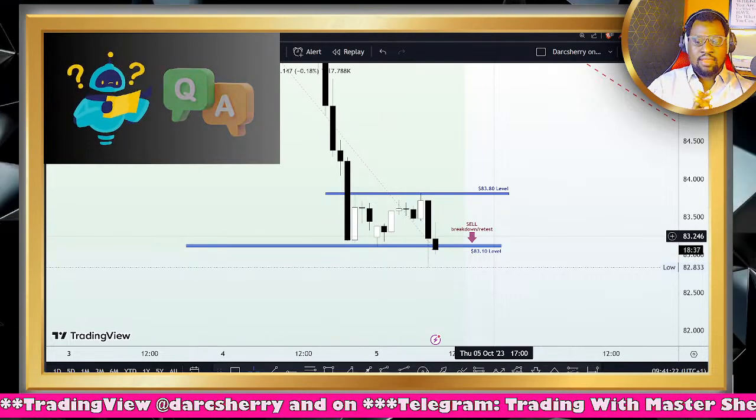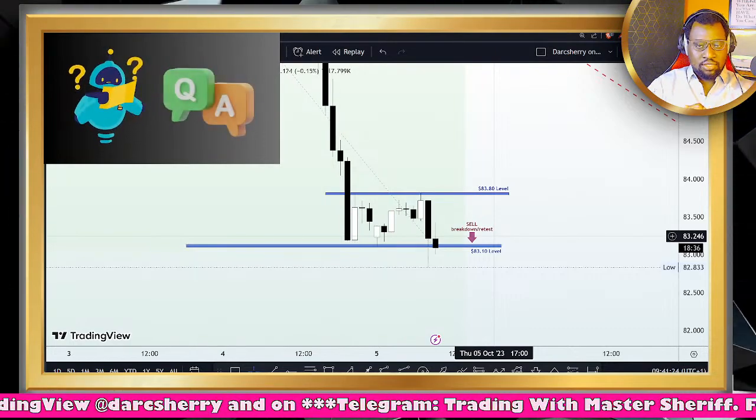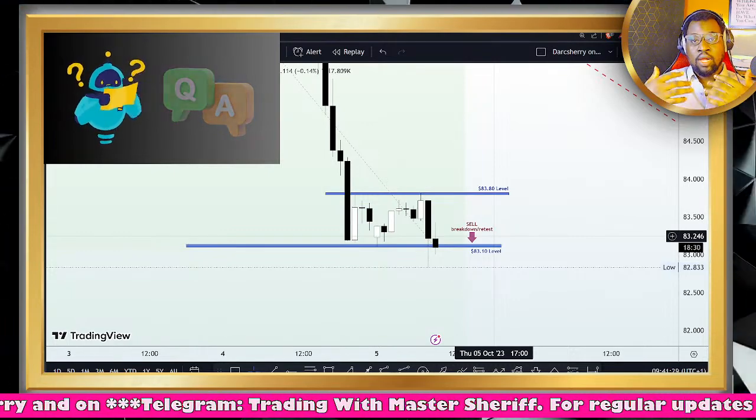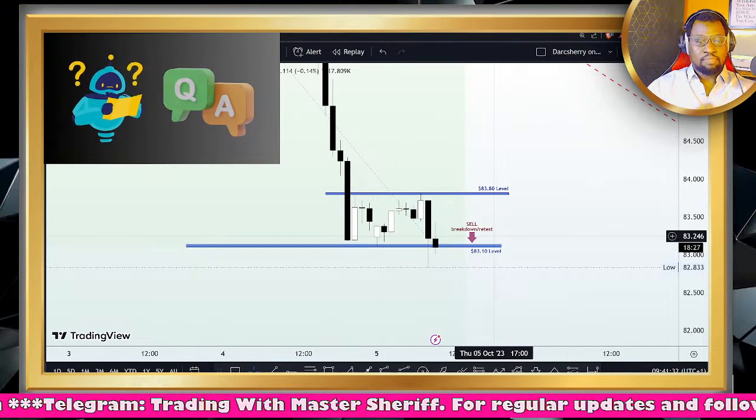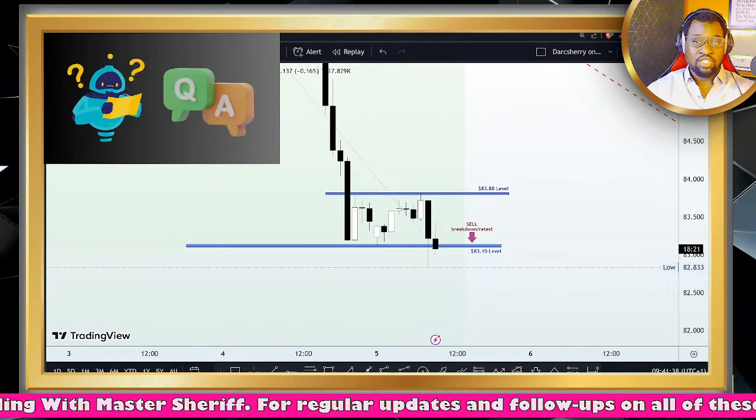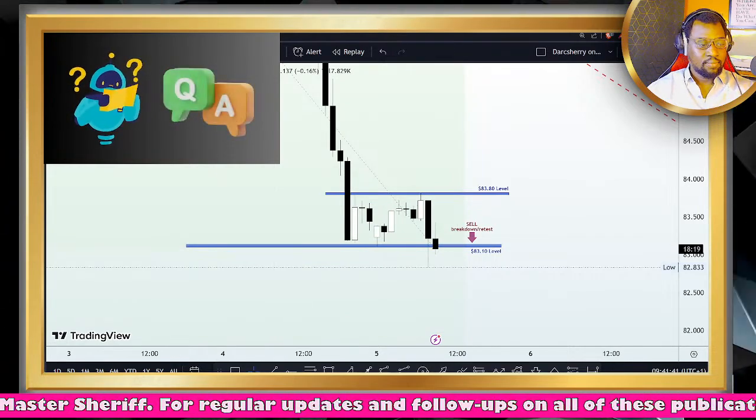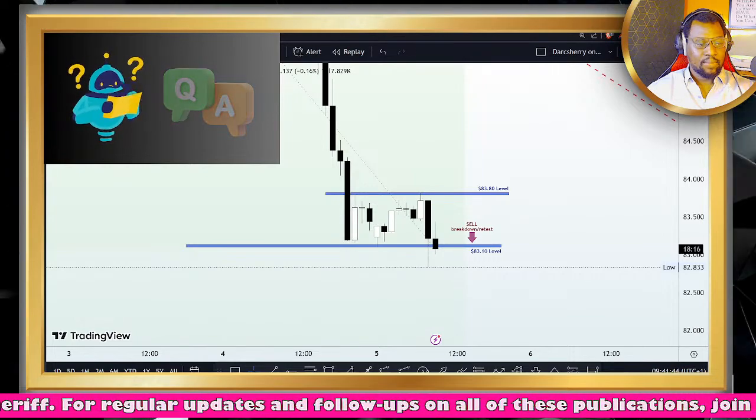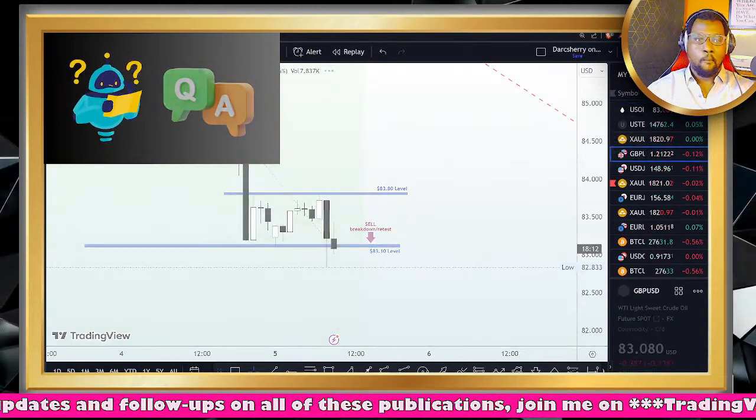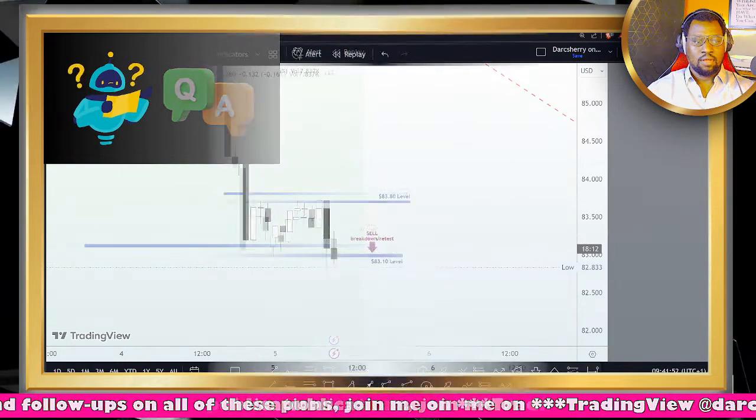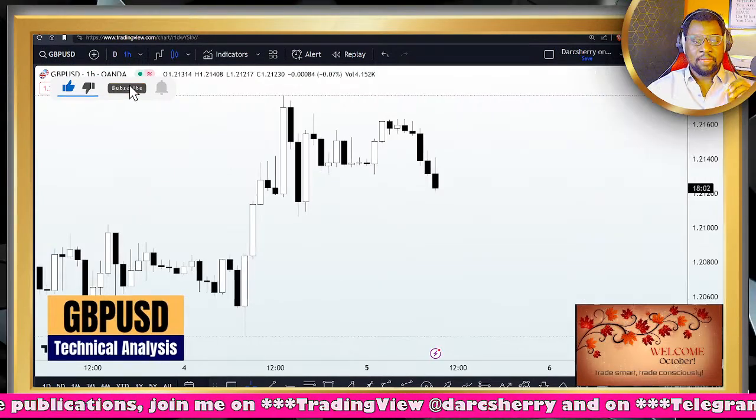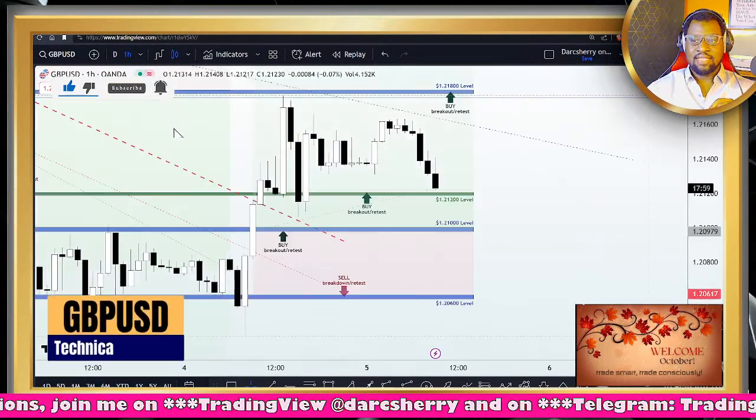All right, so in the absence of any questions, I want to assume that we are all on the same page here, and all I've said so far has been comprehensive enough. So with that being said, let's dive right into the next financial asset on our watch list for today. So the next asset on our watch list for today is the GBP/USD.